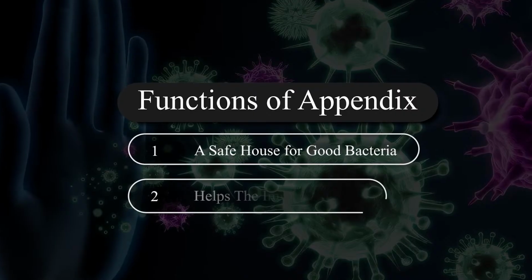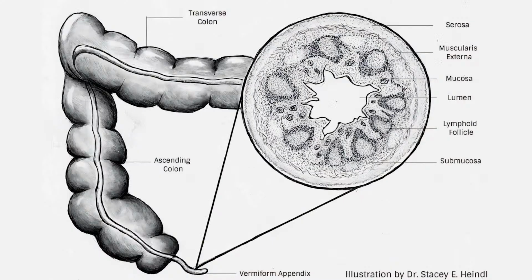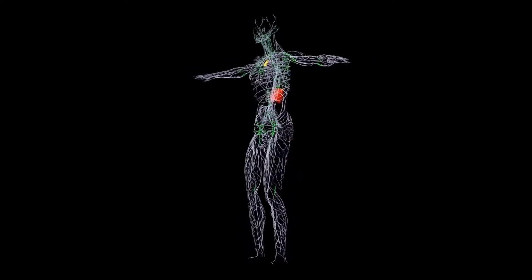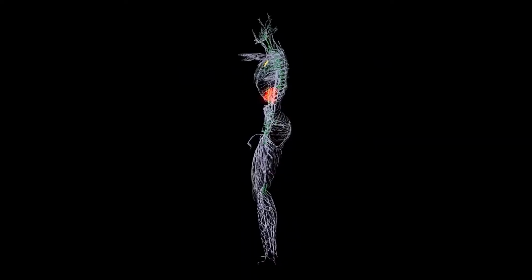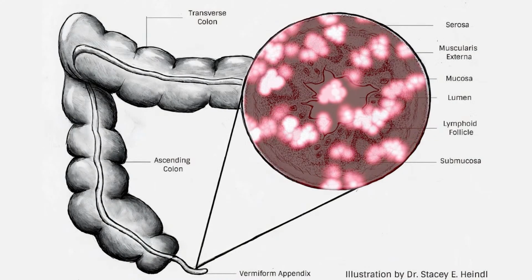Number two: it helps the immune system, especially in early life. The appendix contains lymphoid tissue, which is part of your lymphatic system, the body's defense system that helps fight infections and diseases. This tissue is rich in white blood cells, which are the soldiers of your immune system.